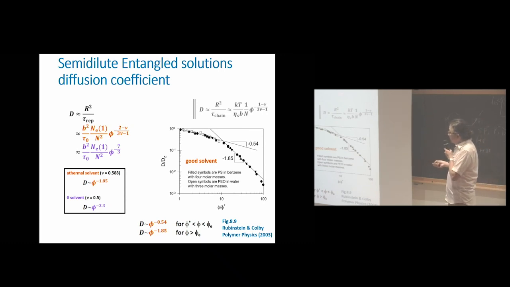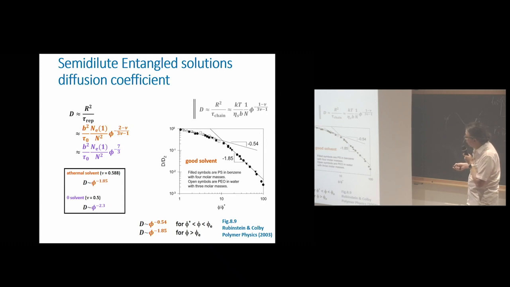So we can use this reptation time to calculate the diffusion coefficient. The diffusion coefficient of reptation is the diffusion of the chain of its size R over the time scale of tau reptation, so we can calculate the concentration dependence for a thermal solvent and for a theta solvent to have different concentration dependence. So I show you the same graph.